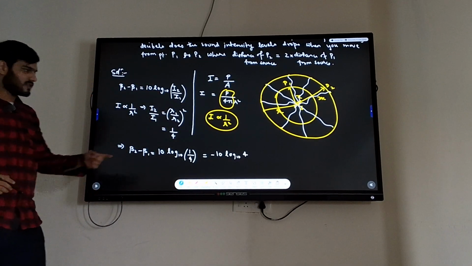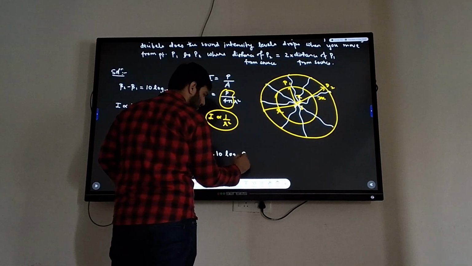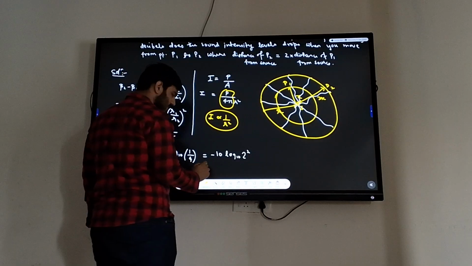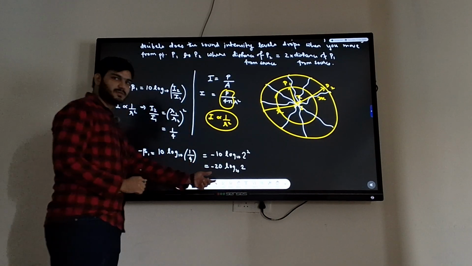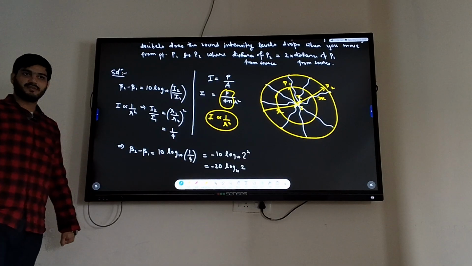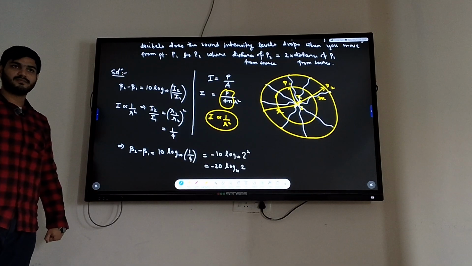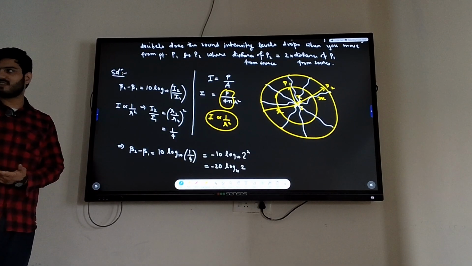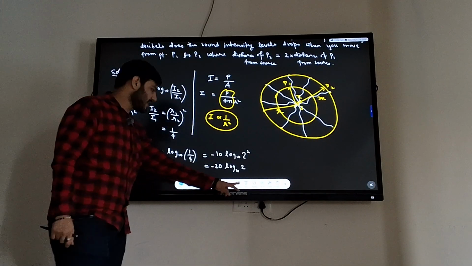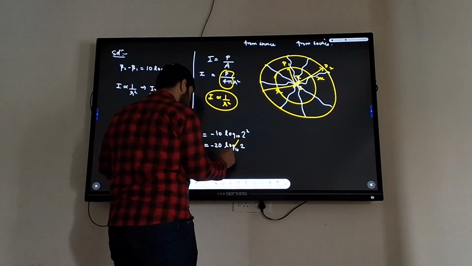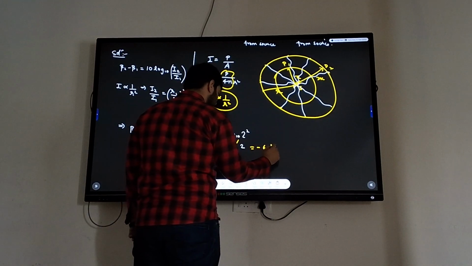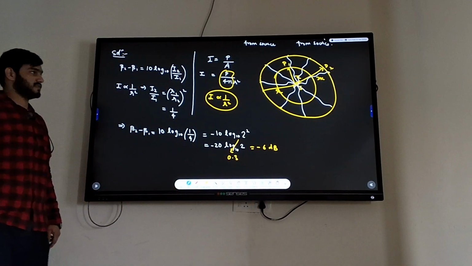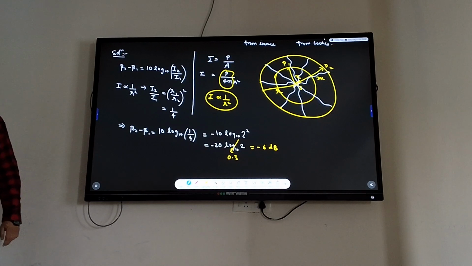Log की एक और property होती है. This 4 can be written as 2 square. तो 2 आगे आ जाएगा. This will become minus 20 log to the base 10, 2. अब बताओ log to the base 10, 2 कितना होता है? 0.3. इसे 0.3 ले ले. 0.3 ले लेंगे तो फिर ये कितना हो जाएगा बताओ? -6 decibels. Is it okay?